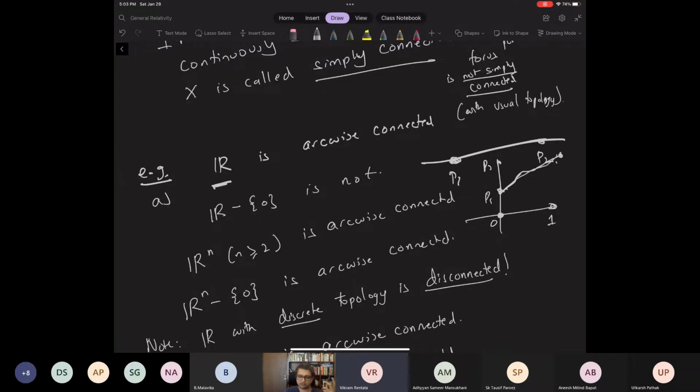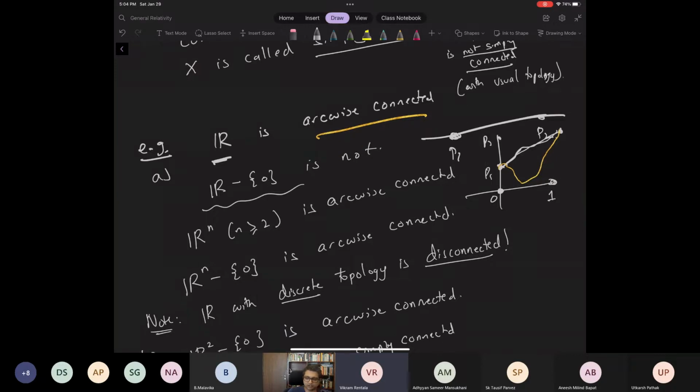It doesn't have to be increasing, and it doesn't have to stay in the interval between P1 and P2. It can be any continuous function from P1 to P2. So R is arc-wise connected. However, R minus 0 is not. Can you tell me why?